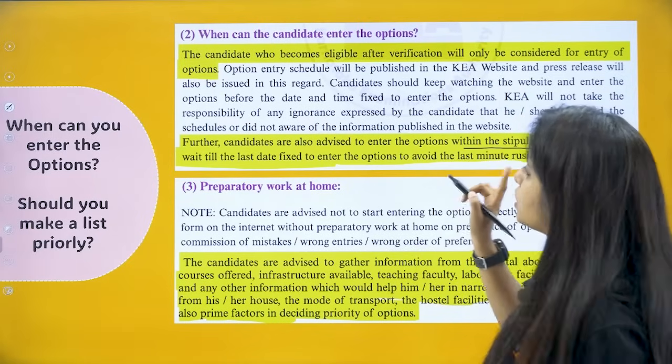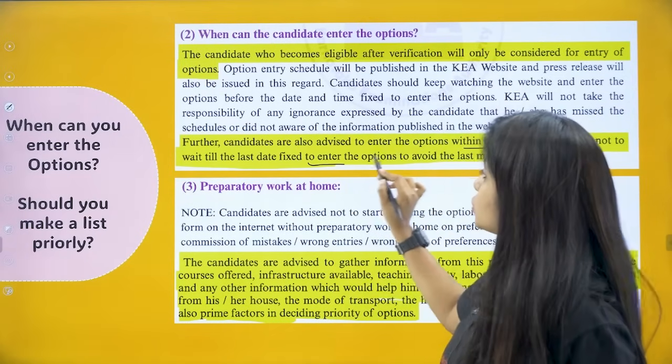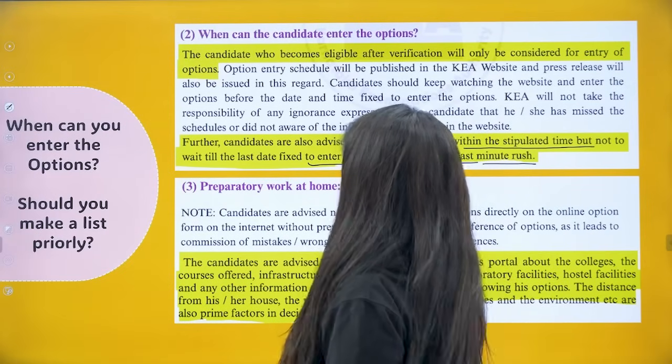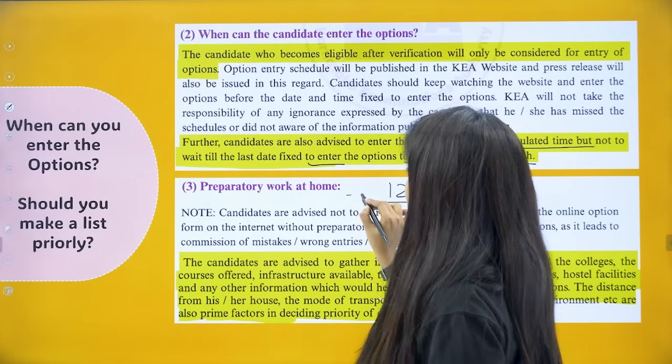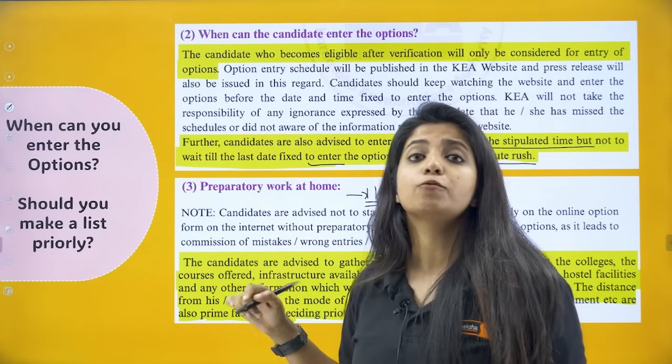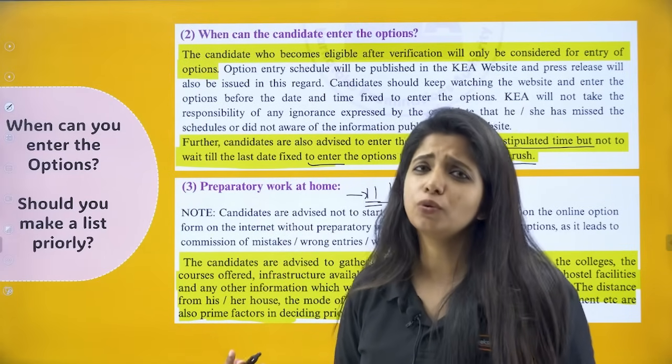But please understand that one very important thing, candidates are also advised to enter the options within the stipulated time, but not to wait till the last date fixed to enter the options to avoid the last minute rush. For example, on 12th is the last date. That does not mean you have to wait until 11th to fill in. Why? Because you were making an option entry list. Do not do that.